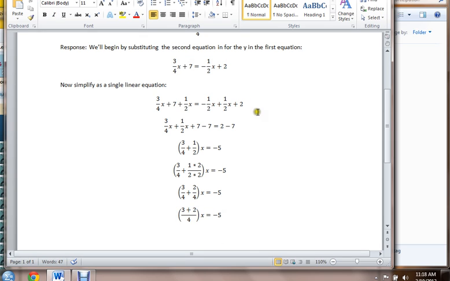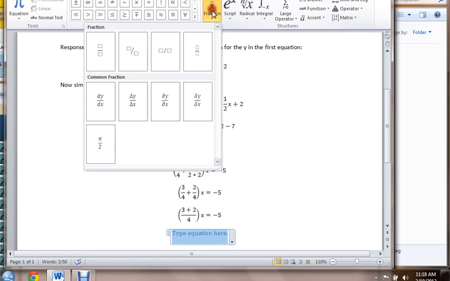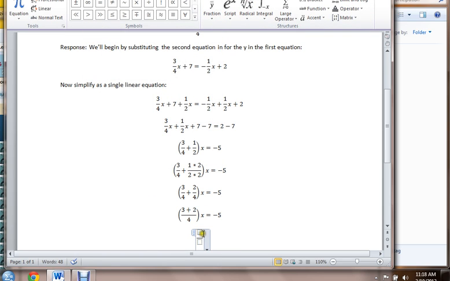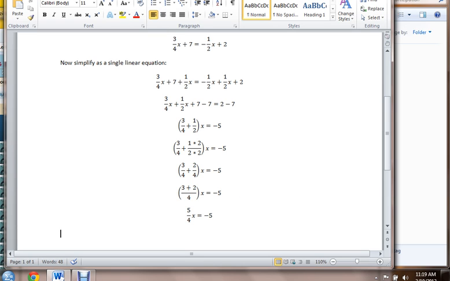Again, I'm being very deliberate, showing every particular step that you have. Now we have 5/4 x equals minus 5. This one I'll just do a new equation. And finally, we multiply by 4/5 on both sides to get the x by itself. So that'll be our last step, I think.